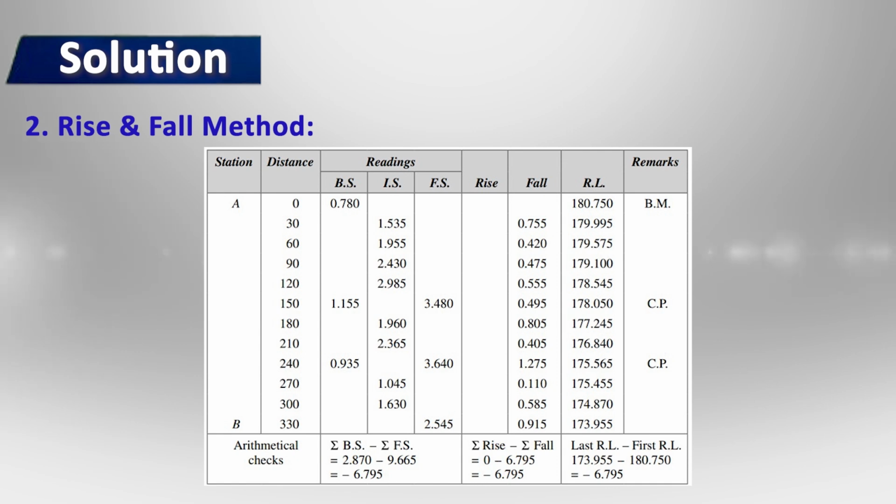So, we have calculated all the values of fall, and now with this we can easily calculate the reduced level, as the reduced level of station A has been given as 180.750.